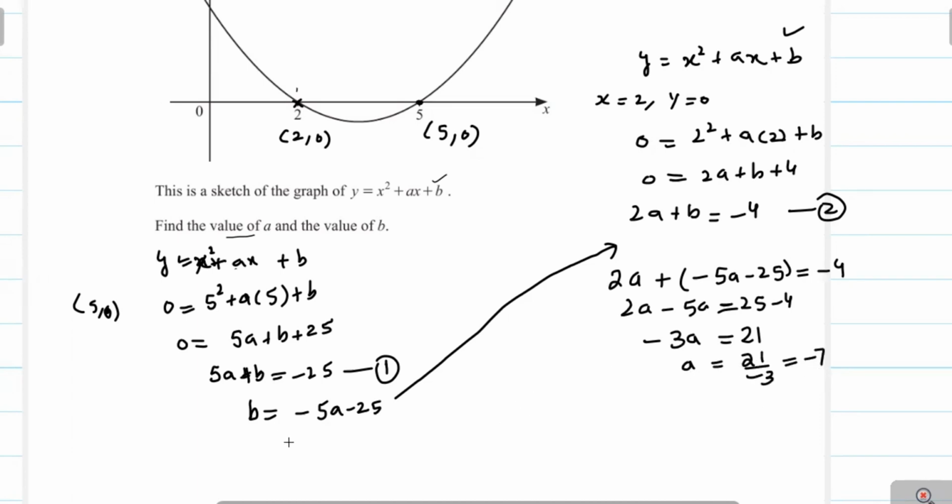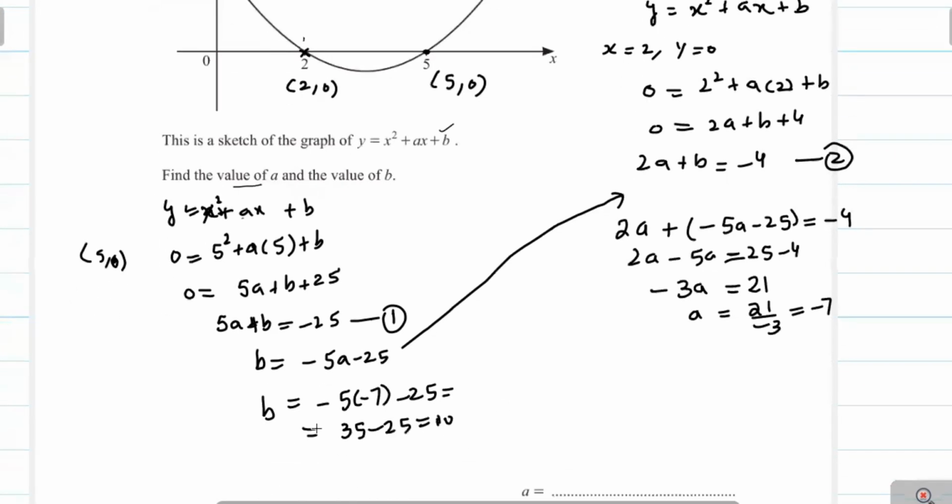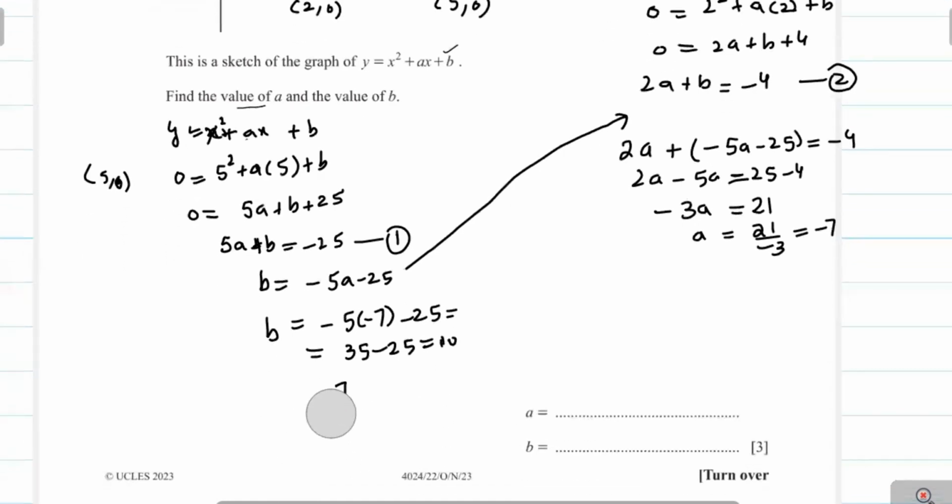Now we put the value of a in this equation: b equal to minus 5 times minus 7 minus 25. Therefore, we write here 35 minus 25 equal to 10. Now the value of a and b here is: a is minus 7 and b is 10. Therefore, we write here minus 7 and 10.